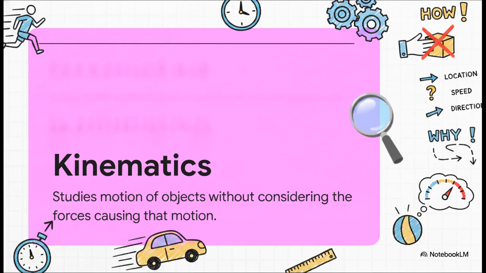It asks things like, where is the object? How far has it moved? How fast is it going? And what direction is it heading in? It leaves the why, the pushes, the pulls, the forces, for a completely different branch of physics called dynamics. Today, we are strictly describing motion.